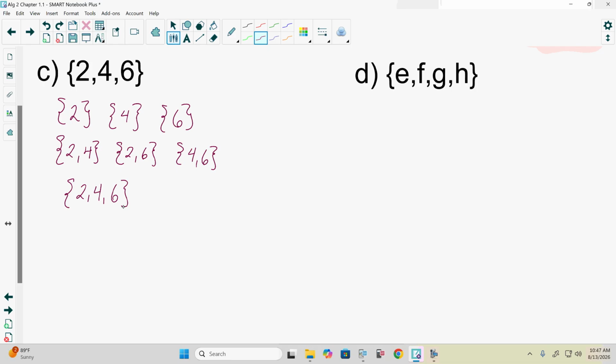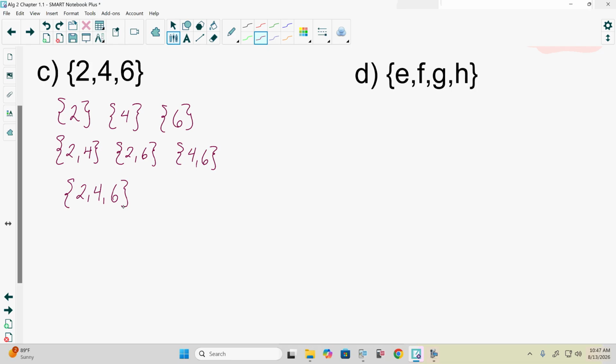Now, order does not matter. 2, 4, and 4, 2 will be the same set. For what we're doing, they are the exact same set. We're not going to be making it different. Are you ready for the next one? Kind of, sort of. I always start with ones.